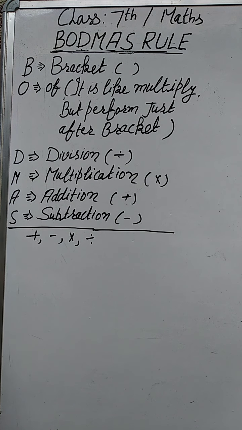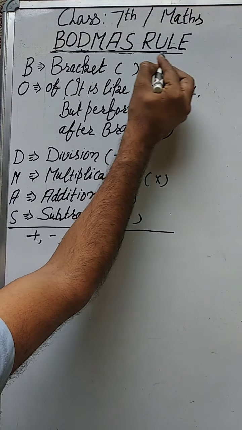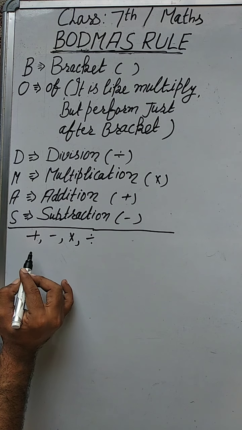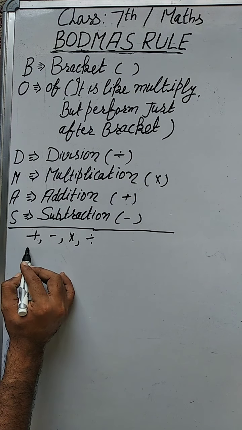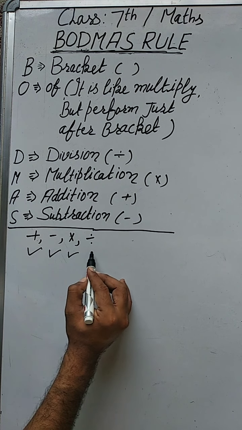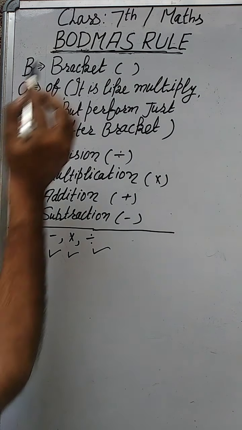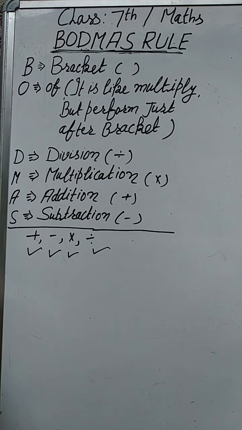Today we will study class 7 maths. Next topic, BODMAS rule. It is a very important rule. This rule is applicable where there are more than two operators in the question. You know there are four mathematical operators: addition, subtraction, multiplication and division. If in any question you find two or more than two operators, then you have to apply the BODMAS rule. Okay beta?